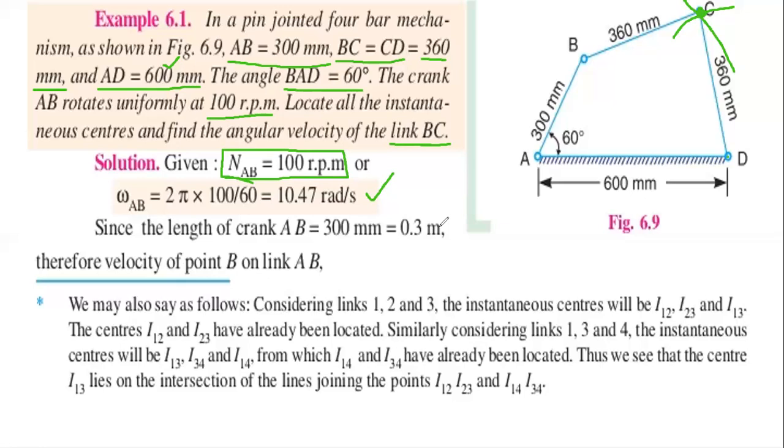Therefore the angular velocity of AB is taken as 10.47 radians per second, and the link AB is taken as the crank here. The length of the crank AB is equal to 300 mm, which we convert to meters, that is 0.3 meters. Therefore, the velocity of the point B on the link AB is to be taken.